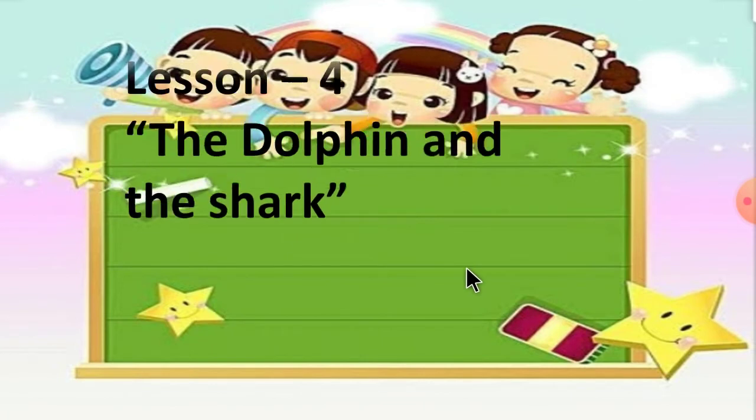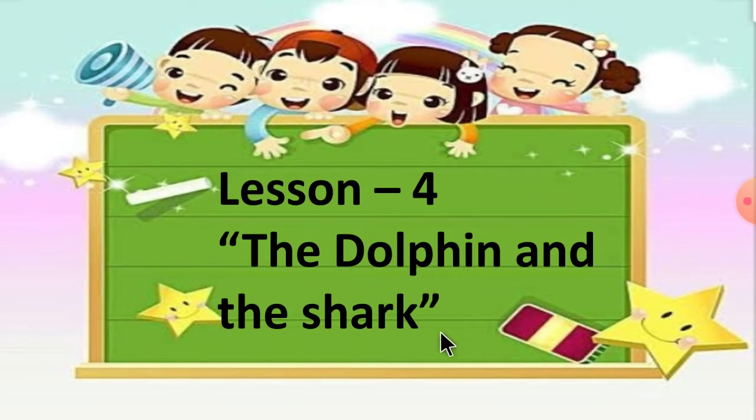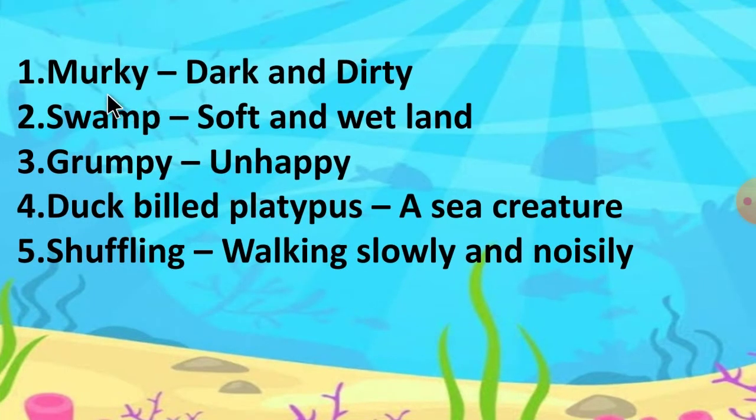Now let's see the next, that is meanings of lesson number 4, the dolphin and the shark. Let's see. Murky, dark and dirty. Swamp, soft and wet land. Grumpy, unhappy. Duck-billed platypus means a sea creature. Shuffling, walking slowly and noisily.